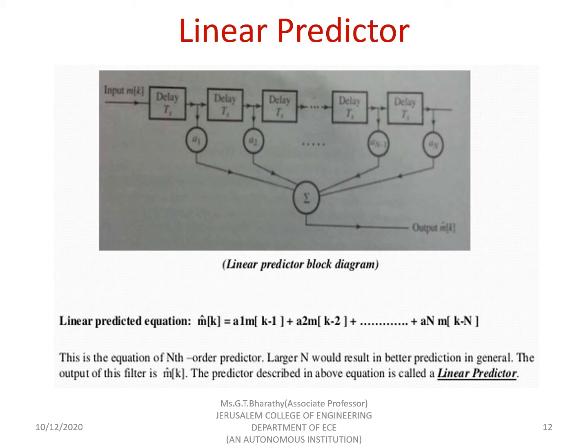The expression for the linear prediction filter, from the diagram you can see, is m cap of k equal to the coefficient a1 into the tapped delay line value, that is m of k minus 1, plus a2 m of k minus 2, etc. up to aN m of k minus N. As the N value increases, the prediction will be more accurate in general.